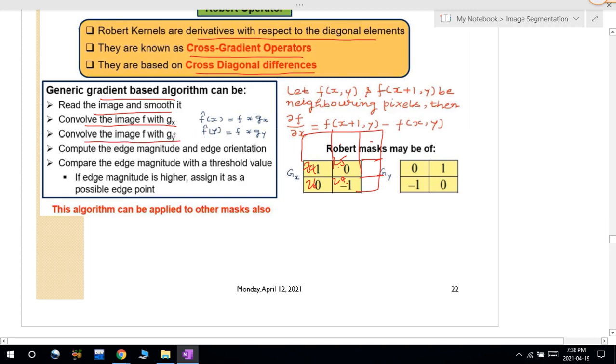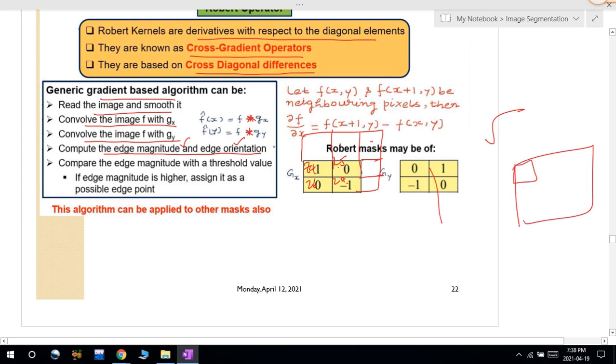Once that is done, that is nothing but f convolved with g, giving gx. The convolution operation is indicated by using this star operator. After convolving in the x direction, you get these modified changes, and when I do it in the y direction, I get these modified pixels. Then I will find out the edge magnitude and edge orientation. After finding gx and gy, I will find the magnitude and orientation by using formulas like square root of gx square plus gy square, for each pixel in the image.